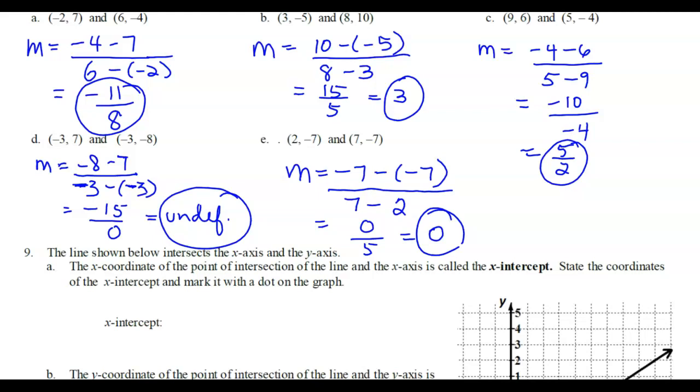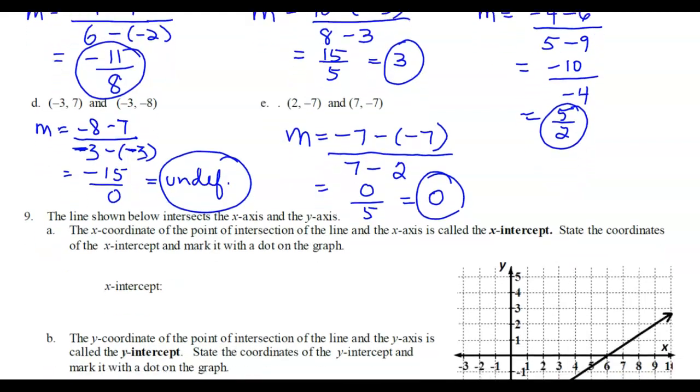Okay. Then if you take a look at E, we end up with a slope of 0 because the x's are different, but the y's are the same. Okay, so that means there are 2 points on a horizontal line. And the other ones, just reduce them to lowest terms.